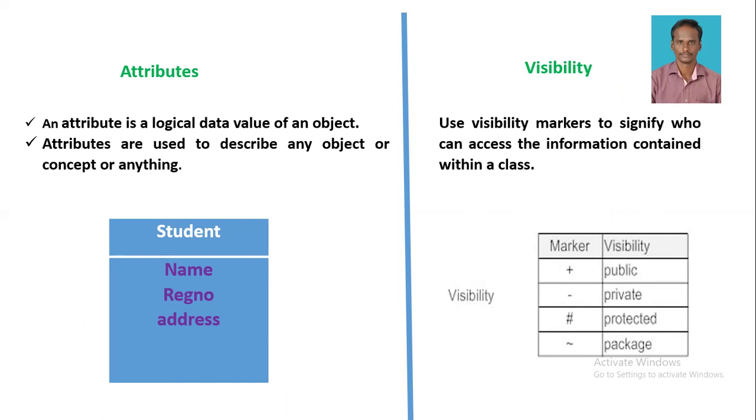Next topic is visibility. Visibility is actually marks to signify who can access the information contained within the class. If you have defined some attributes or methods inside the class, what's the visibility of those attributes and methods for the class? That is actually visibility. So already I said, if the marker is plus, we can say that the attributes or methods are considered as public mode. If it is minus, private. If it is hash, we can consider it as protected mode. If we have used the tilde operator, it is considered as package, not members in attributes.